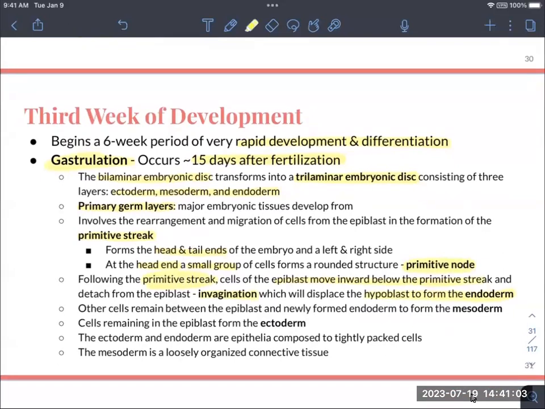So as these cells remain between the epiblast, which form the endoderm, that will cause the mesoderm to form. Those cells of that epiblast will form that ectoderm. Ectoderm and endoderm are epithelial cells. The mesoderm is connective tissue.